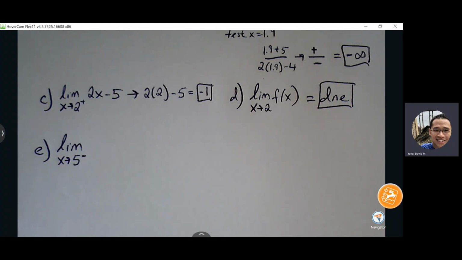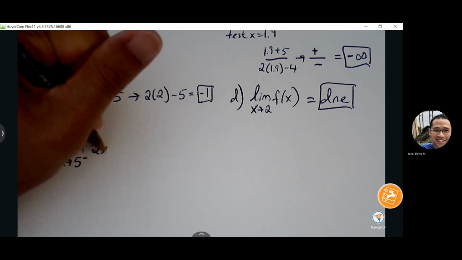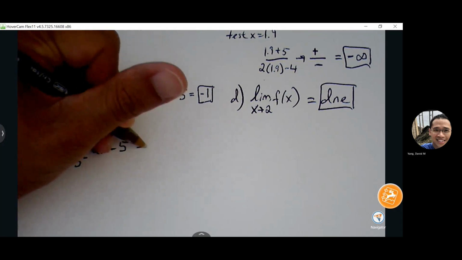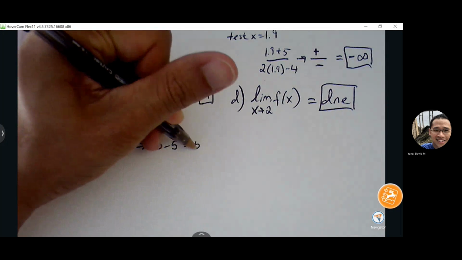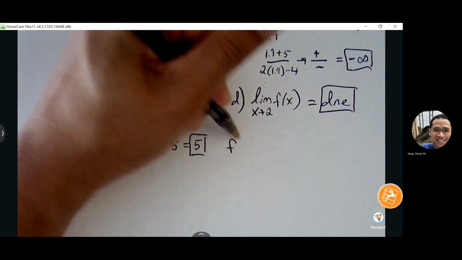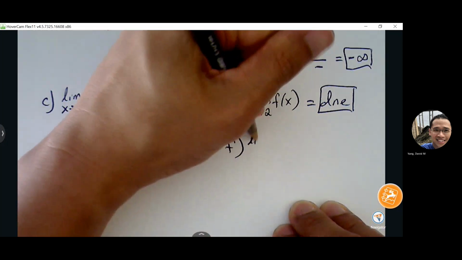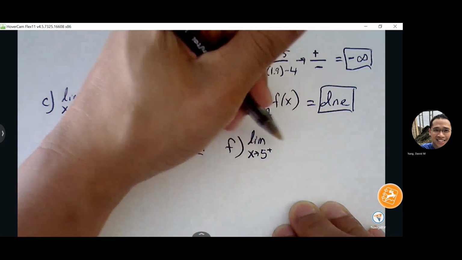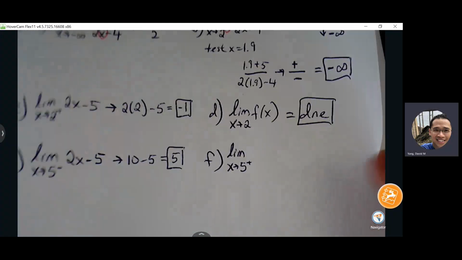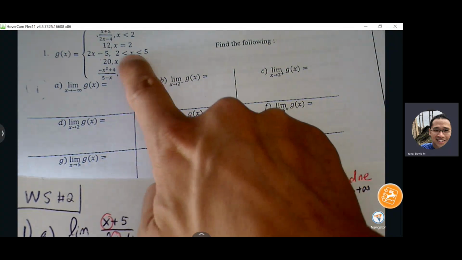Use a function coming from the left side of 5. Coming from the right side of 5 for f. So from the right side of 5, this is not going to fall inside the interval. So we're looking for greater than 5 there.